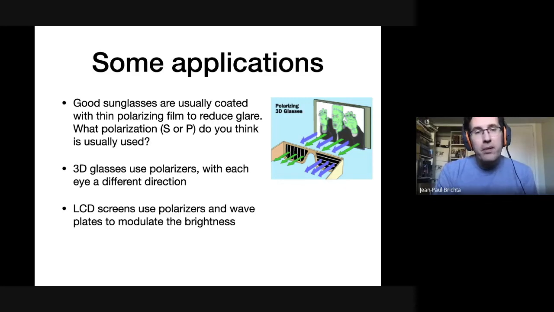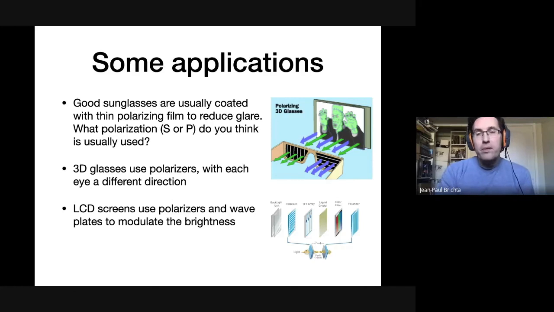LCD screens also use polarizers, and these things called wave plates, which is basically a way of twisting the orientation of light, twisting the polarization of light. So here's basically a stack. If you were to look at all the different layers that go into an LCD screen, it's the liquid crystal part. So a liquid crystal is literally what it sounds like. It's a crystal structure that has some liquid property.